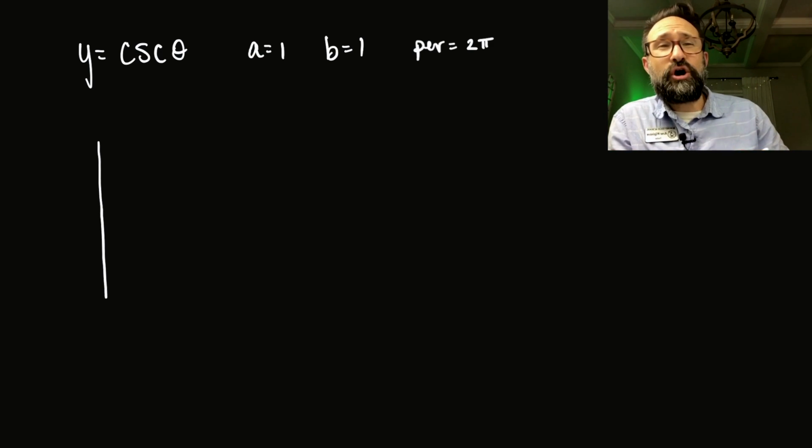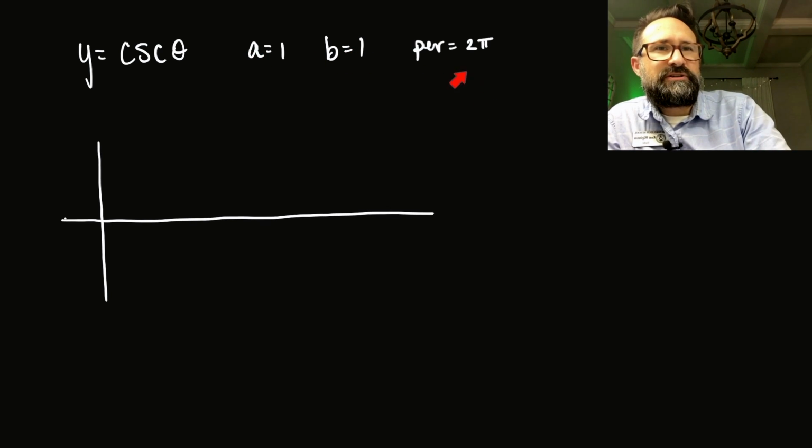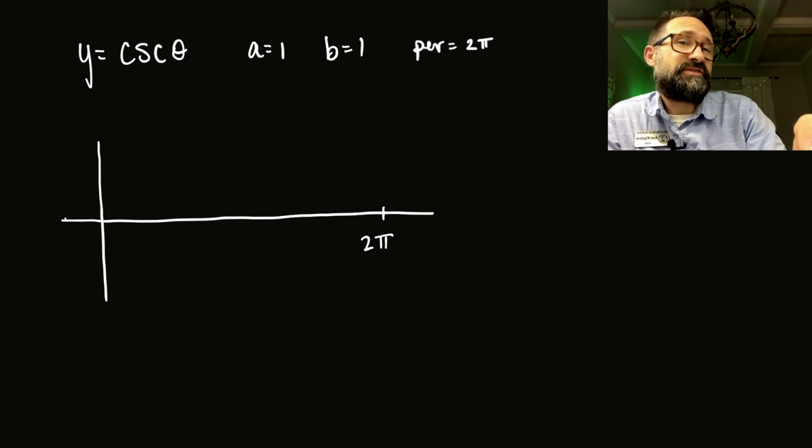The other one is called cosecant. This is the reciprocal of sine, so keep that in mind. We have a period of 2 pi. We have a and b of 1 each. No phase shift or vertical shift here. I'm going to draw this just like we do with the secant.